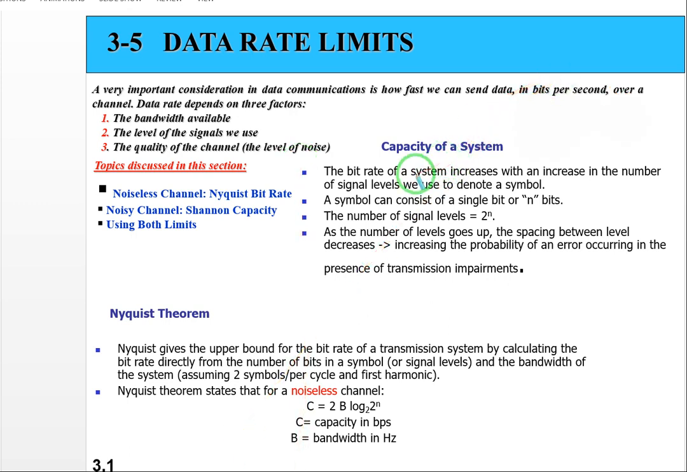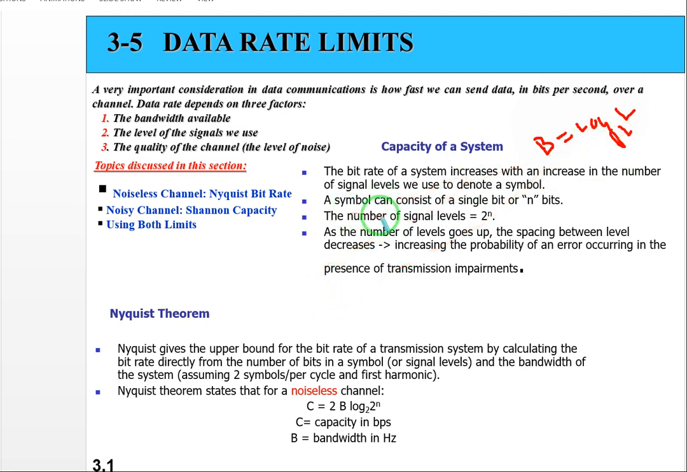The first thing we need to understand is the capacity of a system. It's just a concept. The bit rate of a system, meaning the data rate, increases with the increase in the number of signal levels, as I told you before according to the formula B is equal to log of 2L. The same formula applies everywhere. So increasing the bit rate is based on the number of levels.